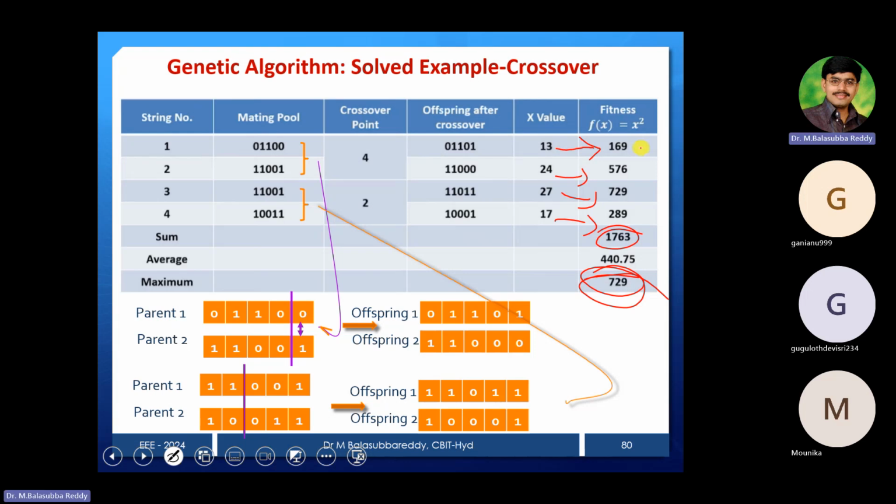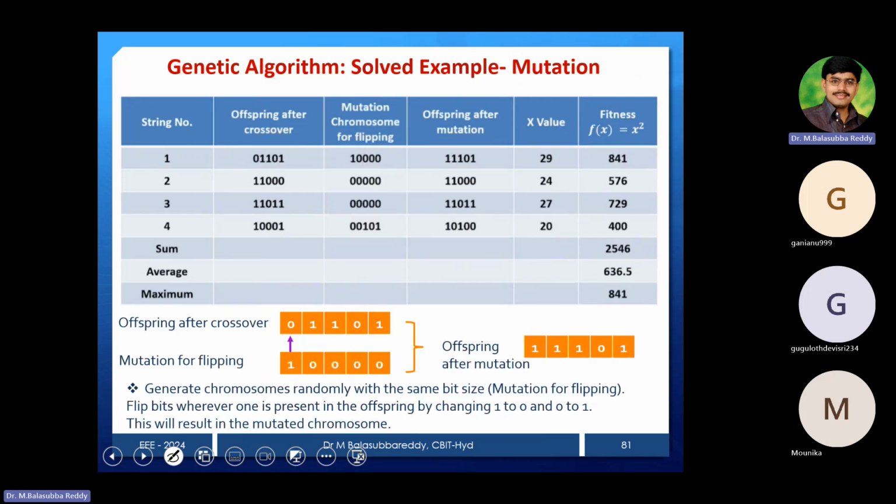Now we have not completed this problem. What is the next step we have? After crossover, we will go for mutation also, and we can notice what your function value is after mutation. Like that, the problem will repeat continuously until you get the final stopping criteria. Once the stopping criteria is reached, then you can stop the problem. Now we'll go for mutation.